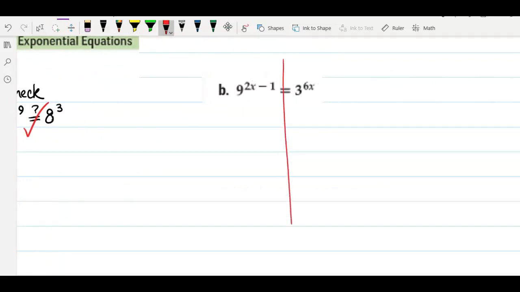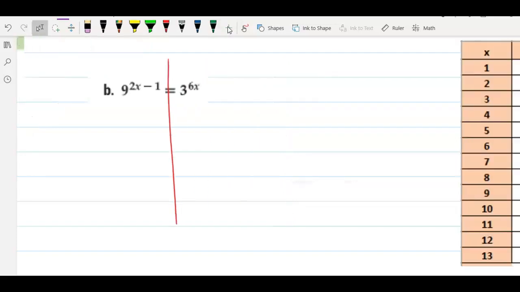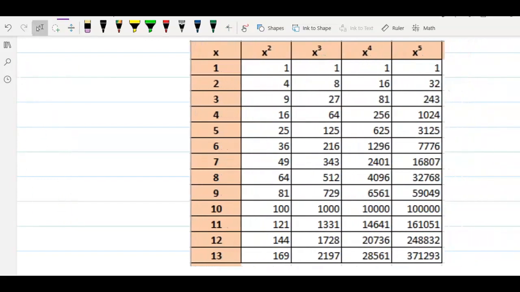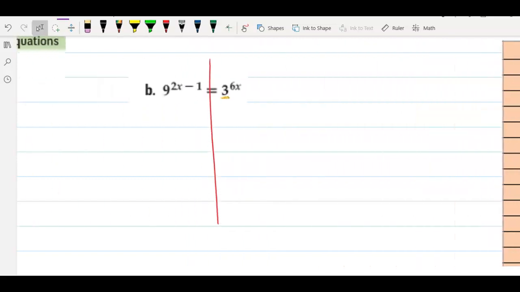Take a look at the next example. Again, we're still trying to express these with the same common base. So we go to our chart again. We see that 3 is a pretty simple base. 9 could be expressed as some other number raised to a power. 9 is right here. It is 3 squared.